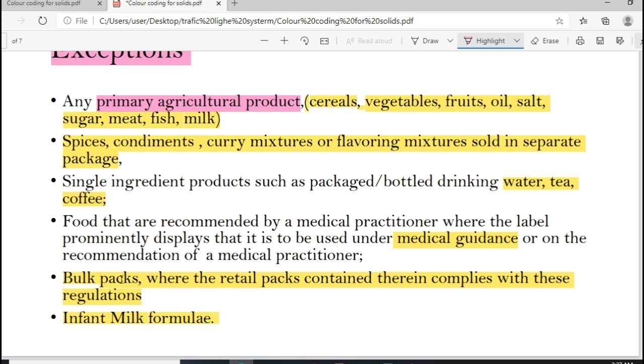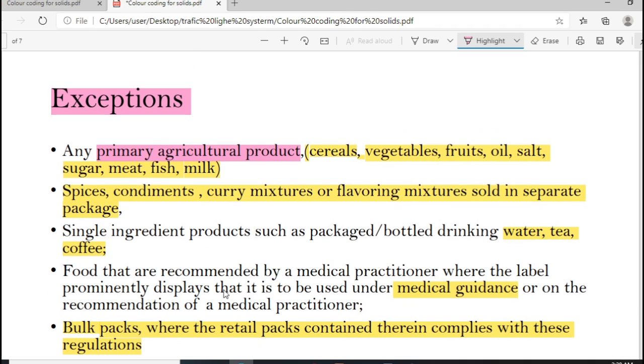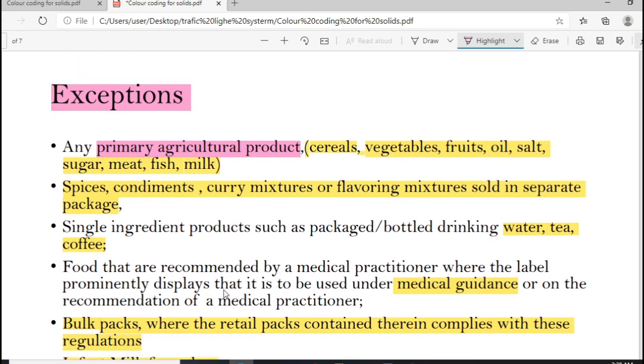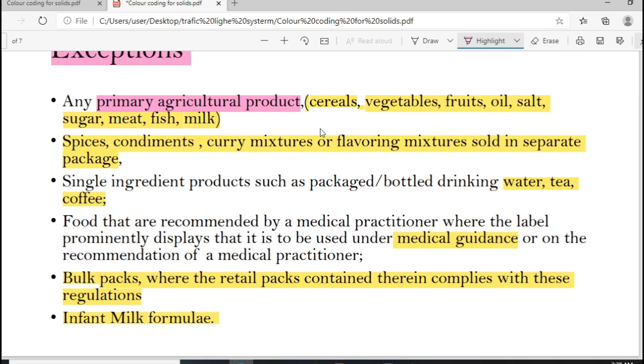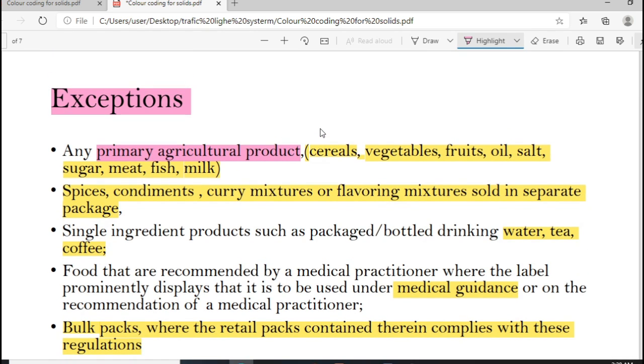If you are selling the product in bulk packets, you don't need to mention this color system on the bulk packet, but the individual packets inside that bulk packet should include the color coding system. So these are the exceptions where there is no need to put this color coding system on your product. This will be important if you are a food producer.